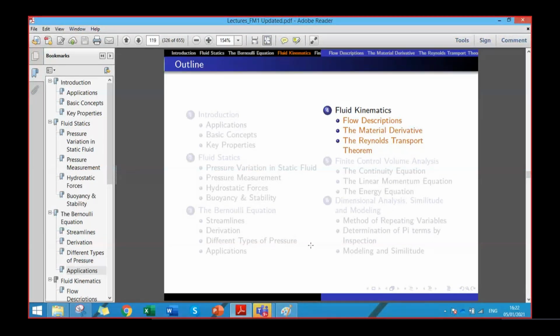Okay, so the continuum hypothesis, we have already studied this. What is the continuum hypothesis?